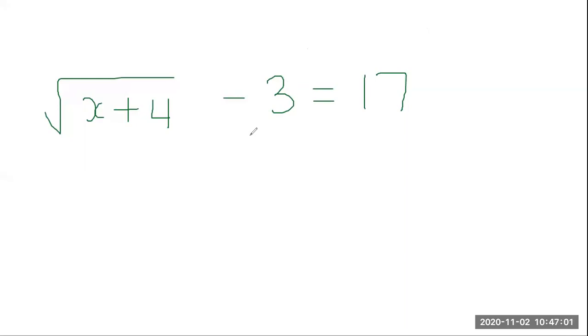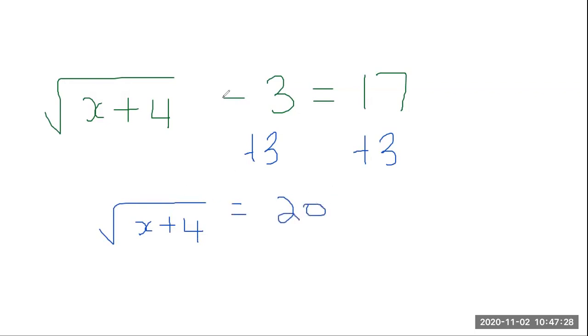What's that? Plus 3. I'll get rid of that plus 3 first. If there's an additive inverse in there, just get it going. All right, so then my square root of x plus 4 is equal to 20.